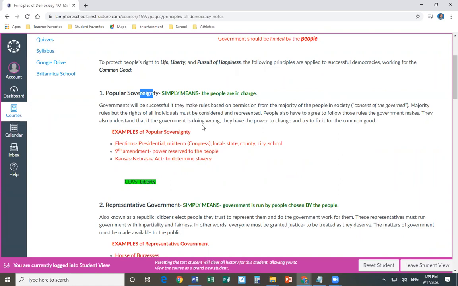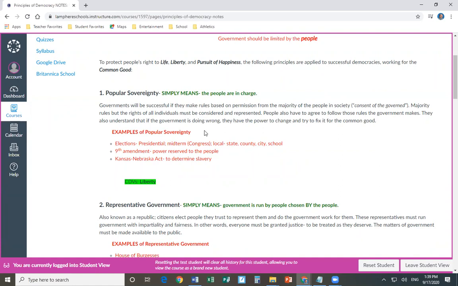Governments are only going to be successful if they give the people a chance to vote or give the people a voice. We're going to learn in our next unit about how the British government was not allowing its subjects or its citizens over here in America in the colonies to voice their opinions. So if something was going wrong, they couldn't really do anything about it.